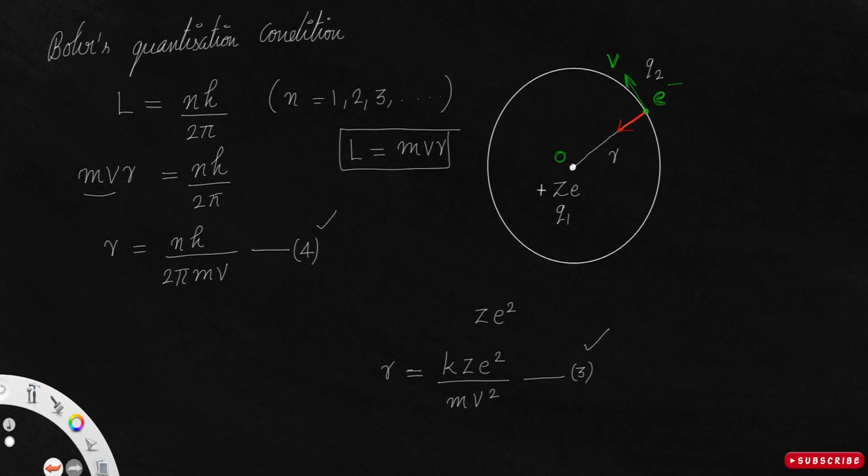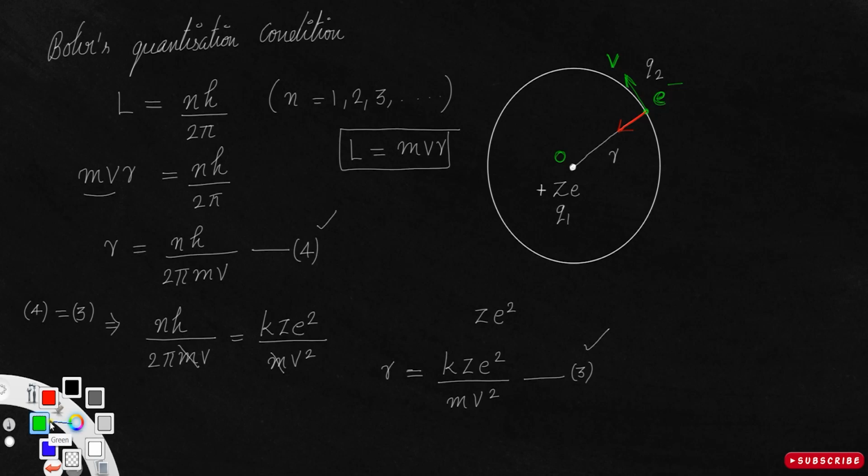That will give equation 4 equal to equation 3, which implies nh by 2 pi mv must be equal to kze square divided by mv square. Clearly this m will get cancelled and one of the v's will also get cancelled, so that I can take the v left here to the right.